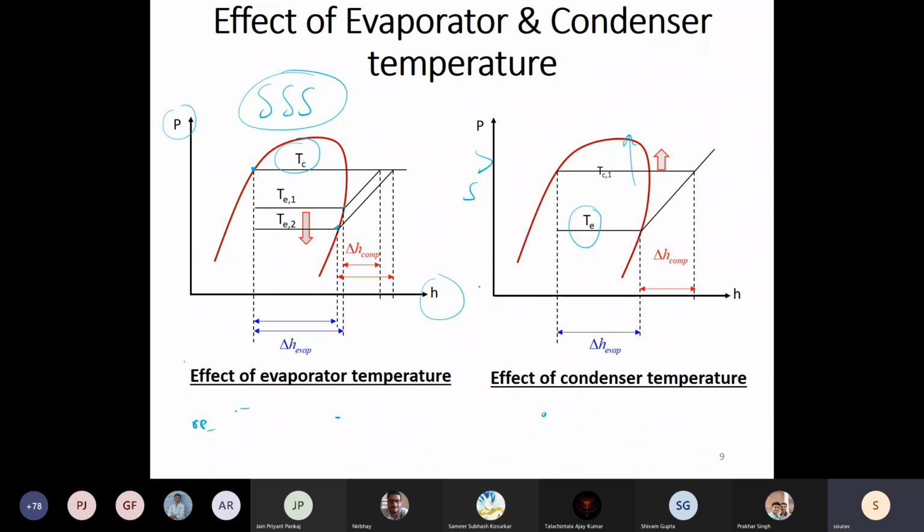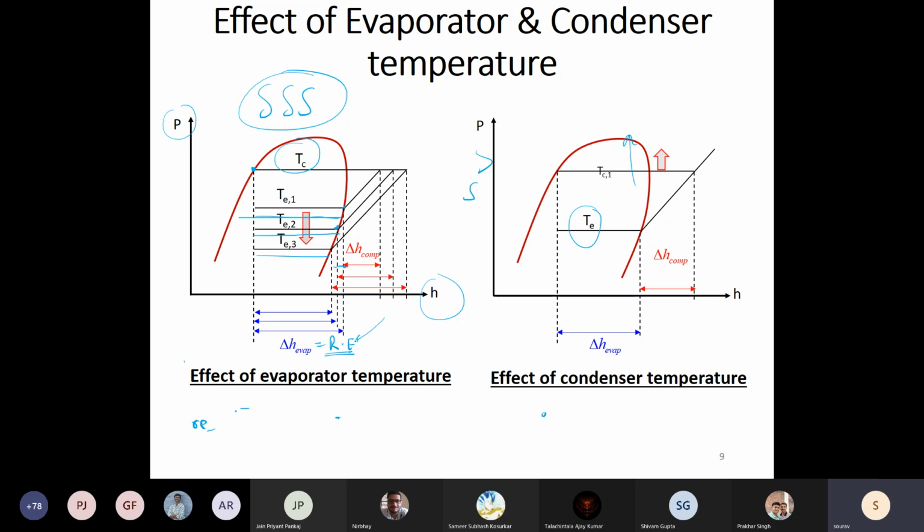So if I keep on reducing my evaporator temperature, what I see is this delta H across the evaporator also reduces. So this is your delta H for the first case. Okay, so this entire thing. Then the second case it got reduced to this. Third case it got reduced to this. Okay, so if you lower down your evaporator temperature, this delta H is nothing but the refrigeration effect.